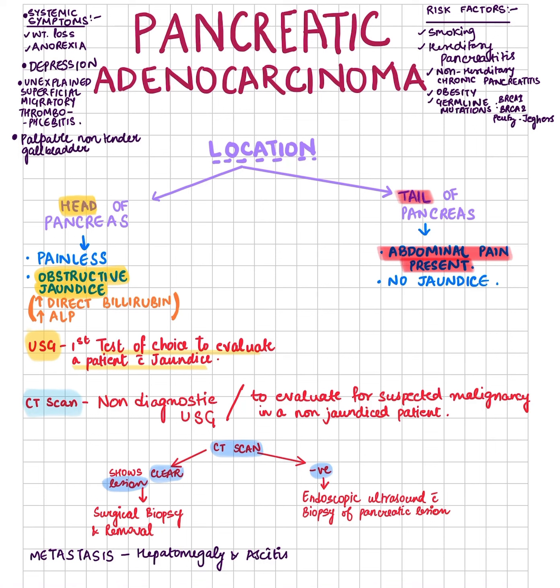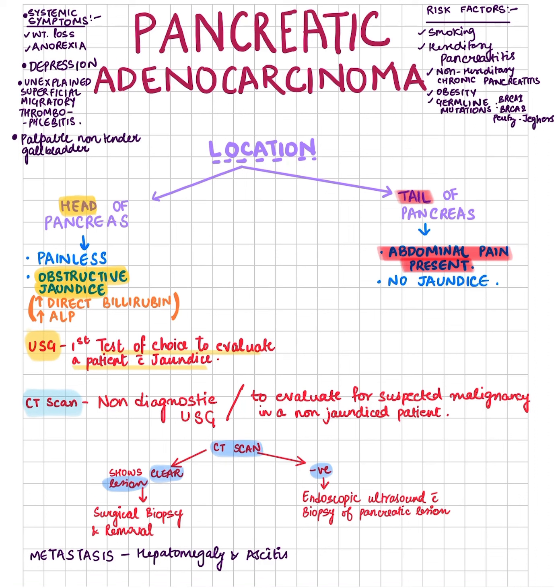So if the tumor is present in the head of the pancreas and if the tumor is present in the tail of the pancreas. First, let's talk about the symptoms which will come when the tumor is present in the head of the pancreas. So it will typically present with jaundice. Now, why jaundice? It's basically, to be more specific, obstructive jaundice because of the common bile duct obstruction, and your labs will show increased levels of direct bilirubin and alkaline phosphatase.